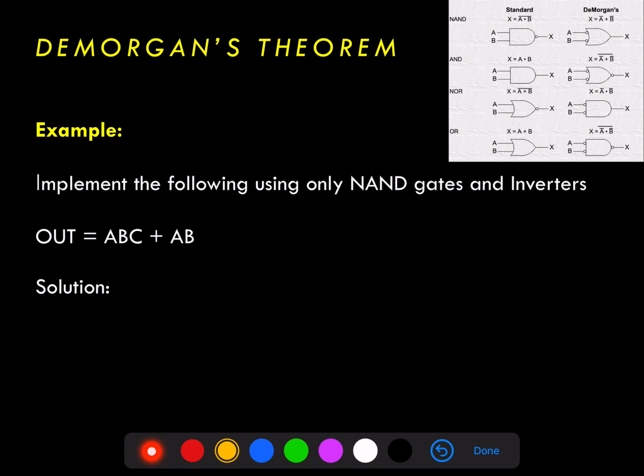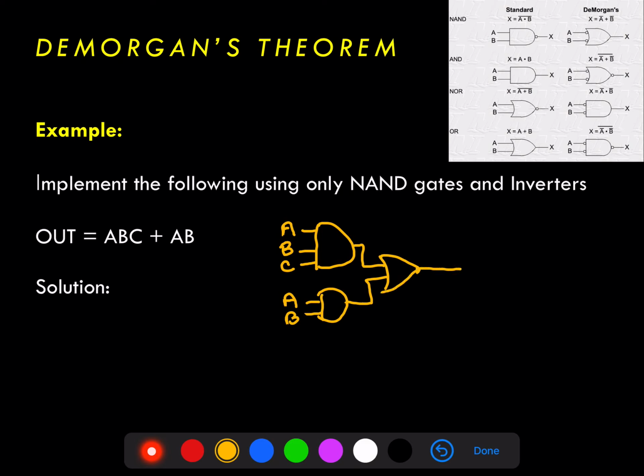Let's start out with our expression again, out equals ABC or AB. That requires 2 AND gates if we implement it without simplifying it. And then we'll take the outputs of those 2 AND gates and OR them together to get the output.